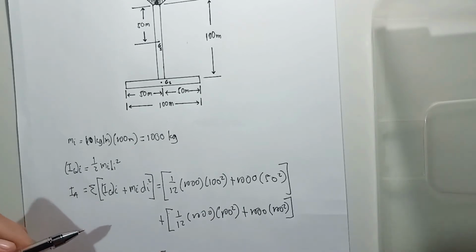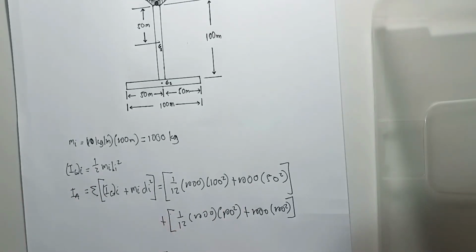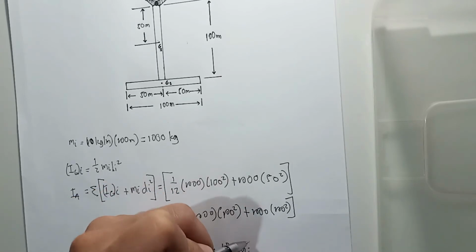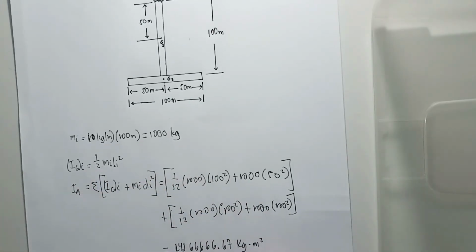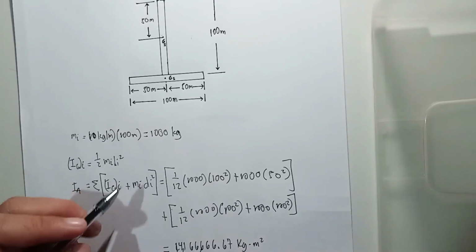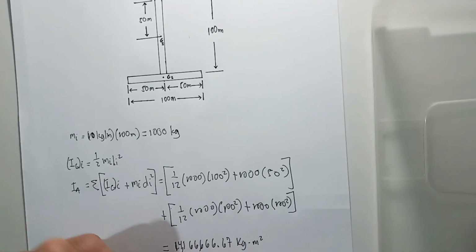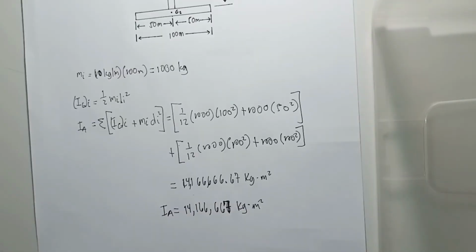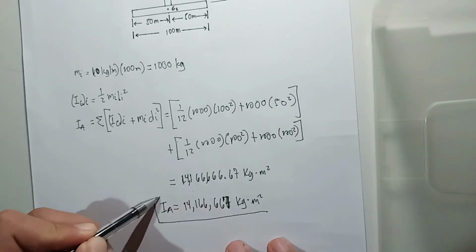So it is equal to 14,166,666.67 kg times meter squared, or Ia is equal to 14,166,667 kilogram times meter squared. So the final answer is this.